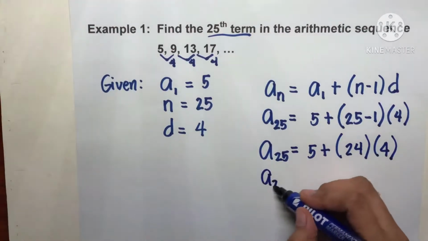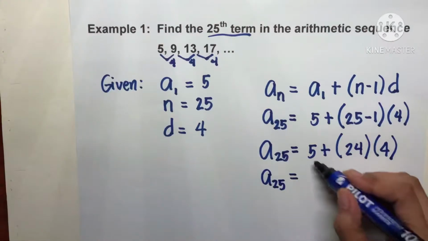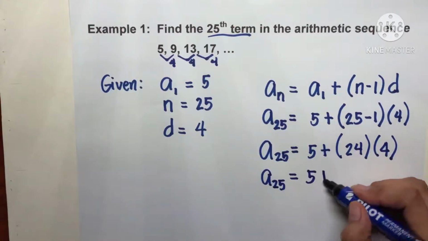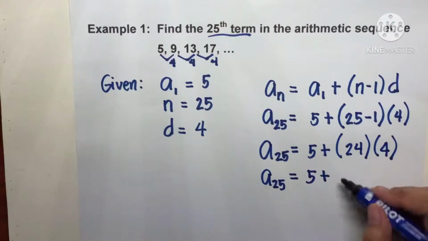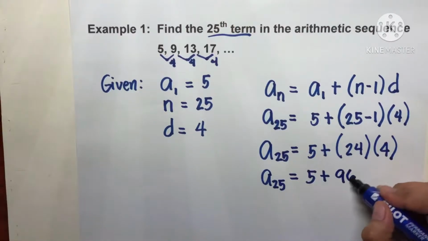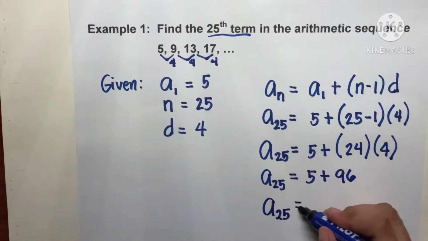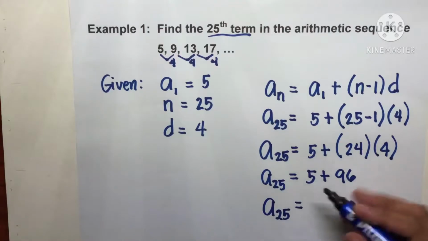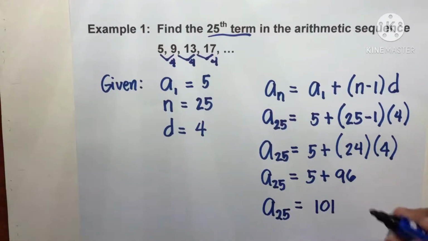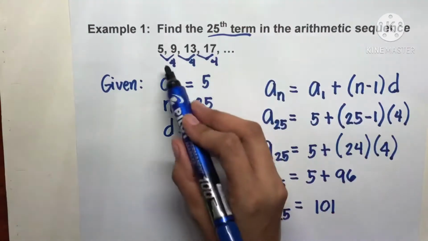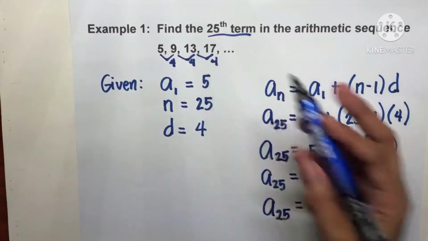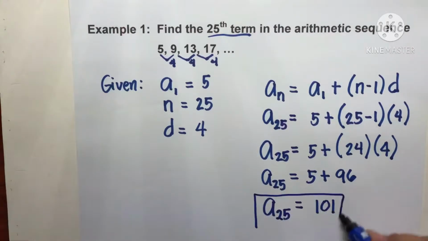So, a sub 25 is equal to 5. So, 24 times 4 is equal to 96. So, we have the 25th term. So, 5 plus 96 is 101. So therefore, our 25th term in the arithmetic sequence 5, 9, 13, 17 is equal to 101. So this will be our 25th term.